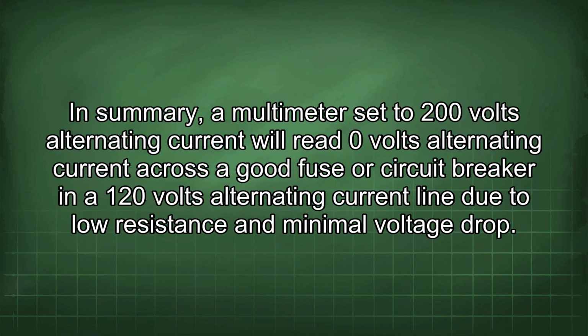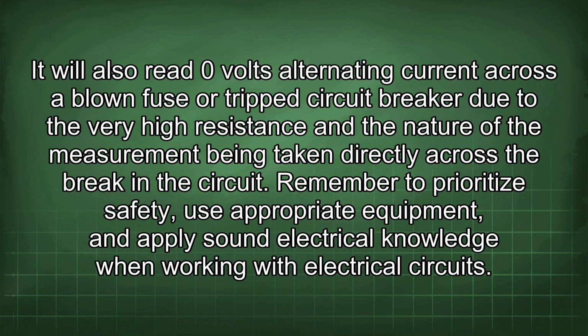In summary, a multimeter set to 200 volts alternating current will read 0 volts alternating current across a good fuse or circuit breaker in a 120 volts alternating current line due to low resistance and minimal voltage drop. It will also read 0 volts alternating current across a blown fuse or tripped circuit breaker due to the very high resistance and the nature of the measurement being taken directly across the break in the circuit. Remember to prioritize safety, use appropriate equipment, and apply sound electrical knowledge when working with electrical circuits.